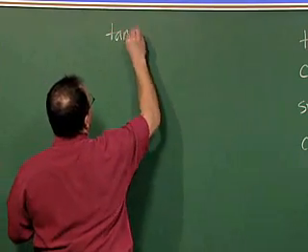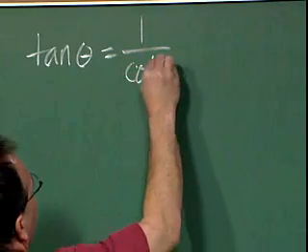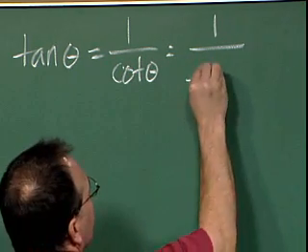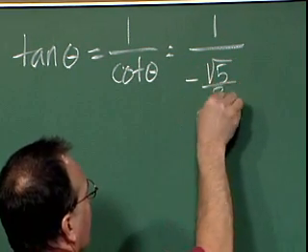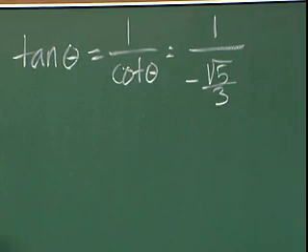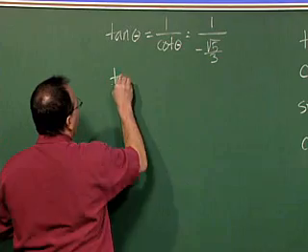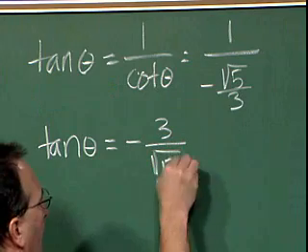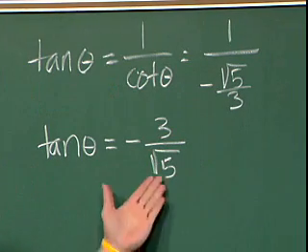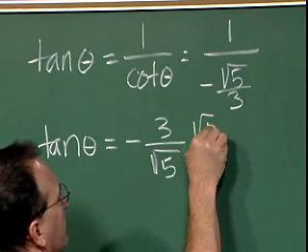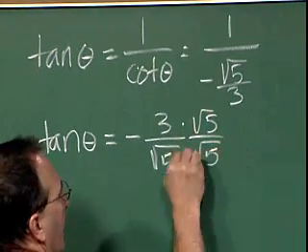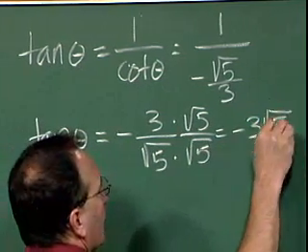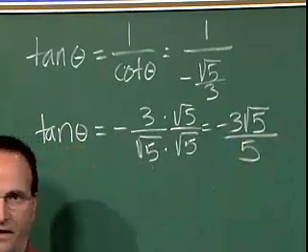So tan theta equals 1 over cotan theta, which is 1 over, and then we were given the value that cotangent of theta is negative the square root of 5 over 3. So therefore, the tangent of theta will equal negative 3 over the square root of 5. Now we're asked to rationalize the denominator, so we need to multiply both top and bottom by the square root of 5. So our answer is negative 3 square roots of 5 over 5.